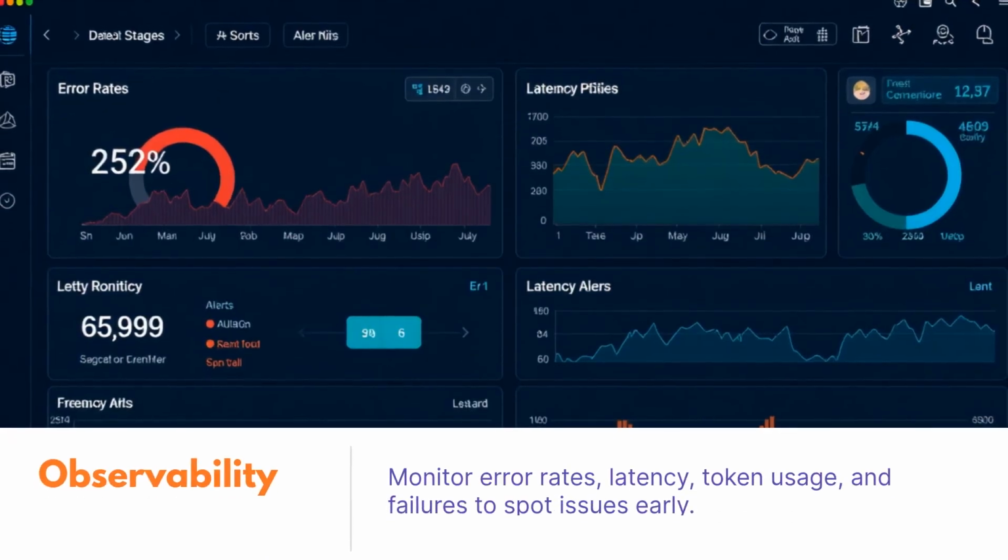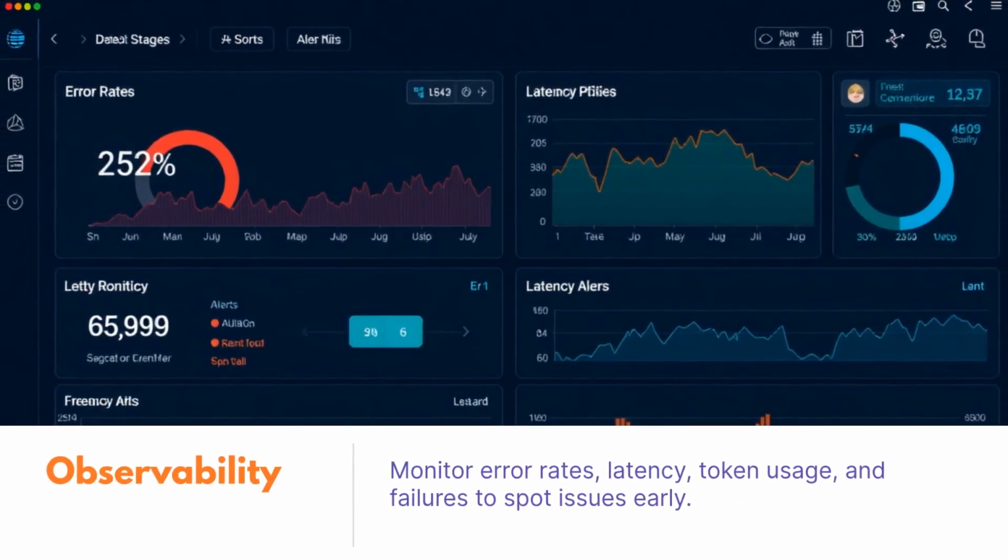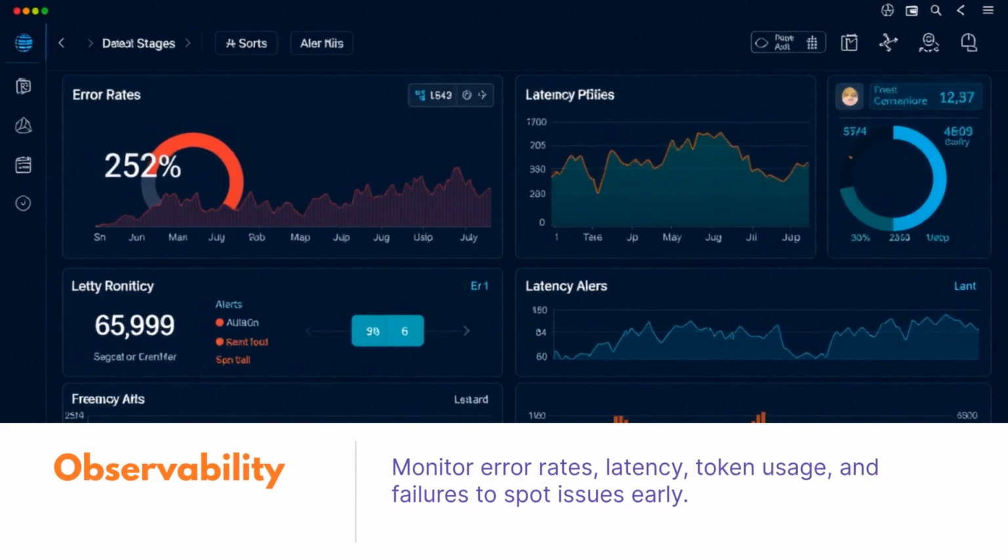Modern AI systems also require observability. Teams track metrics such as response latency, token usage, failure rates, tool execution success. Monitoring these signals helps detect problems early.